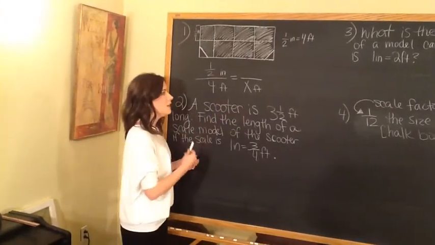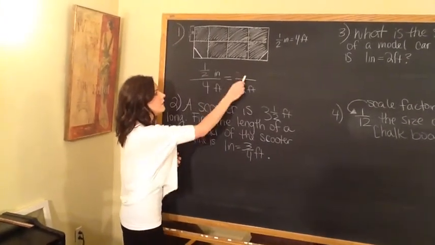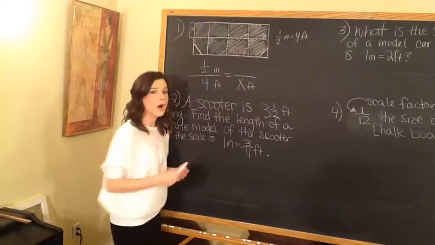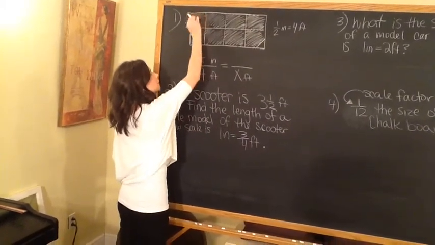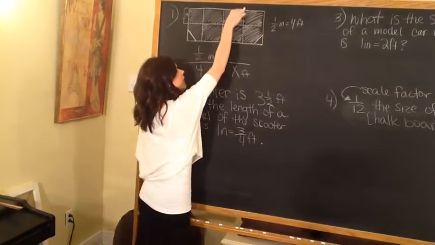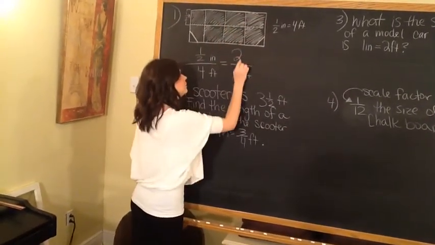So we have our x feet down at the bottom, and we're going to figure out how many inches this is wide in my drawing. In this case, this is representing 1/2 an inch, so 1/2 an inch, 1 whole inch, 1 1/2, 2 inches. So we have 2 inches here.